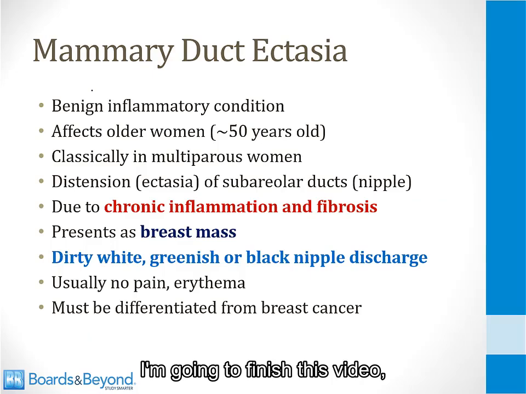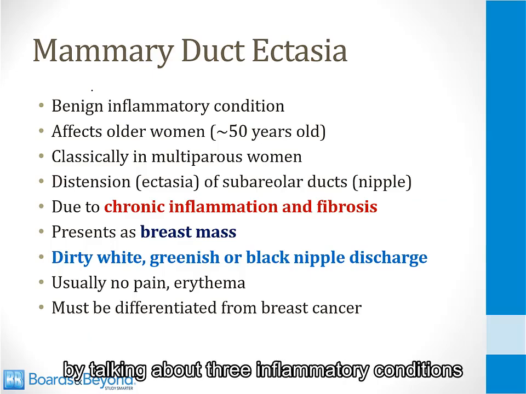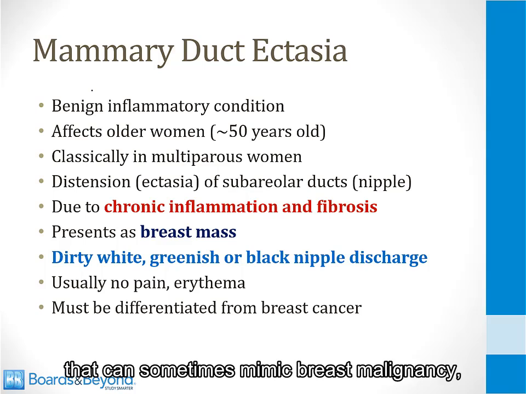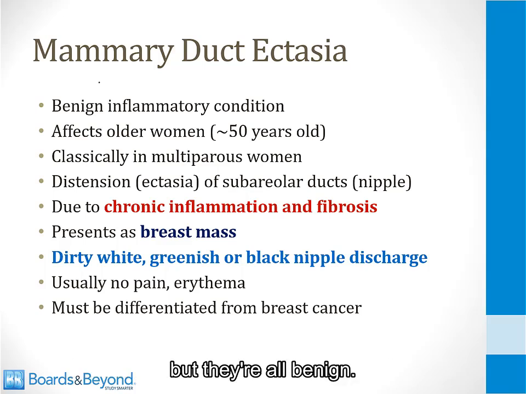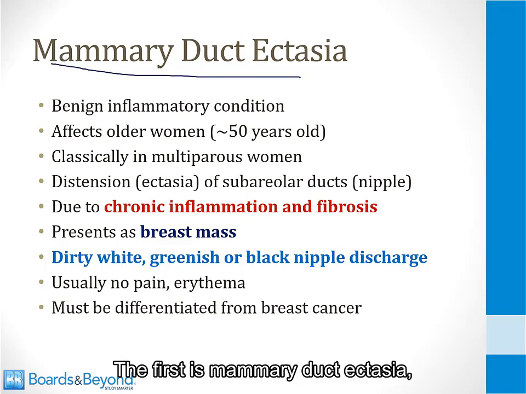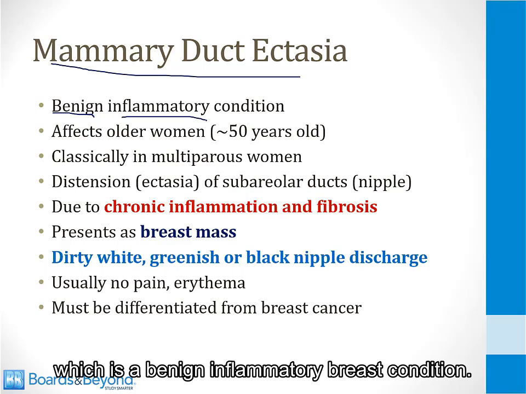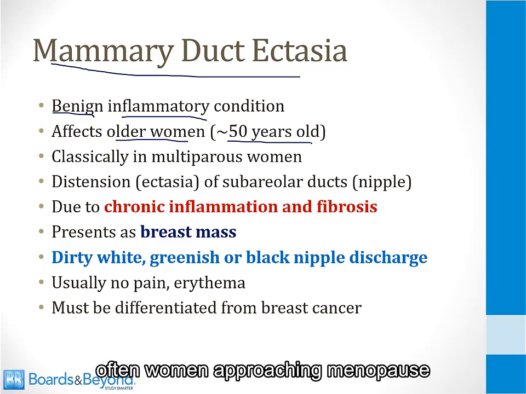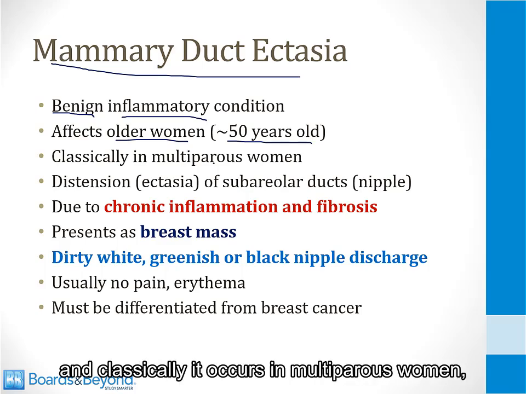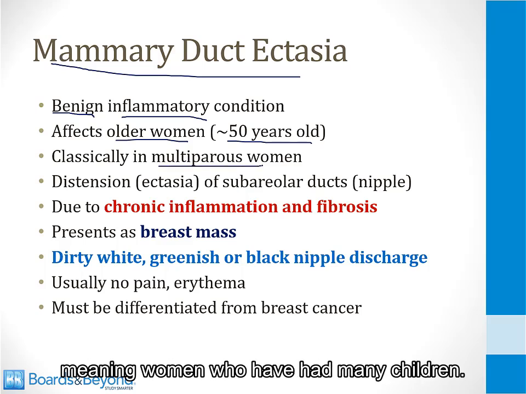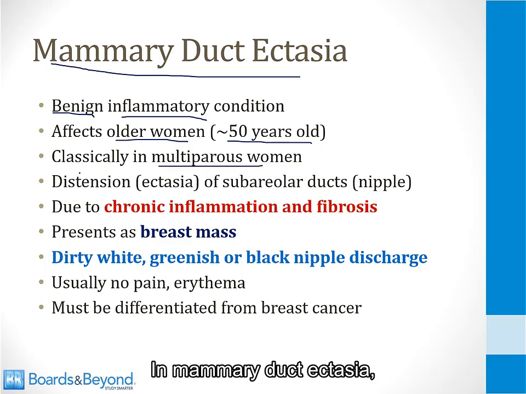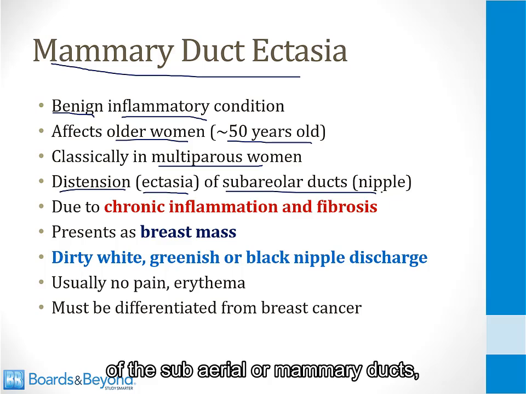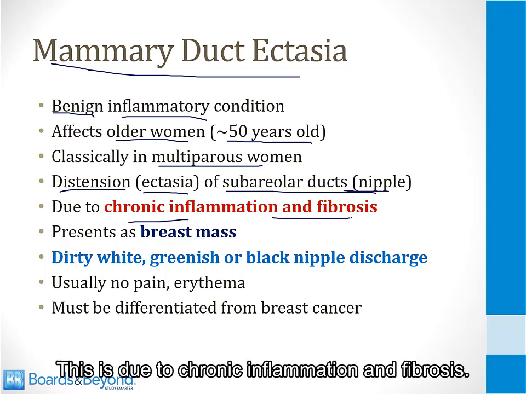I'm going to finish this video by talking about 3 inflammatory conditions that can sometimes mimic breast malignancy, but they're all benign. The first is mammary duct ectasia, which is a benign inflammatory breast condition. It tends to affect older women about 50 years of age, often women approaching menopause, and classically it occurs in multiparous women, meaning women who have had many children. In mammary duct ectasia, there is distension or ectasia of the subareolar mammary ducts, which are just below the nipple. This is due to chronic inflammation and fibrosis.